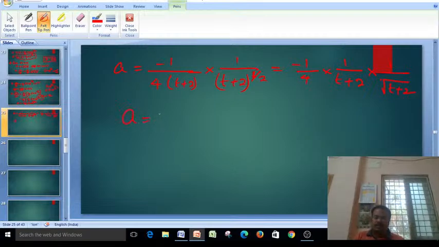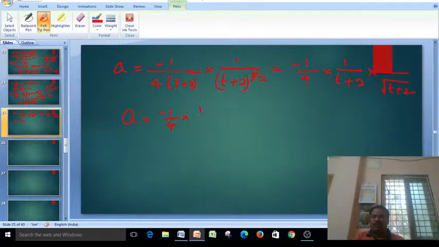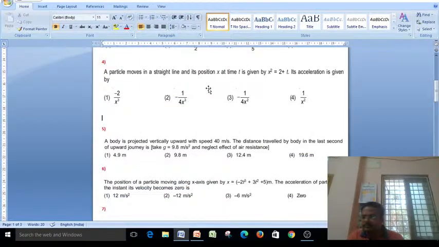So finally acceleration is equal to minus 1 by 4 into 1 by t plus 2, into 1 by square root of t plus 2. What is the value of 1 by t plus 2? It is 1 divided by x square, multiplied with 1 divided by square root of t plus 2, which is 1 divided by x. So the final answer is minus 1 divided by 4 into x power 2 into x, that is x power 3. So a is equal to minus 1 divided by 4 x cube. The second option is the correct answer.